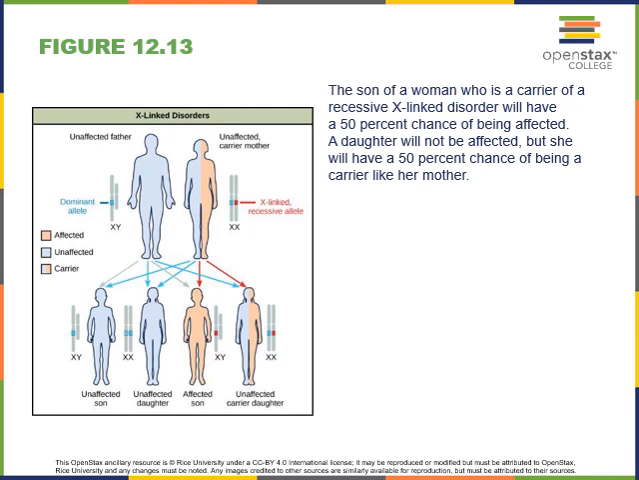Females must inherit two of the recessive X-linked alleles in order to express the trait. When they inherit just one recessive X-linked allele and one dominant X-linked allele, they are carriers of the trait, but are typically unaffected.